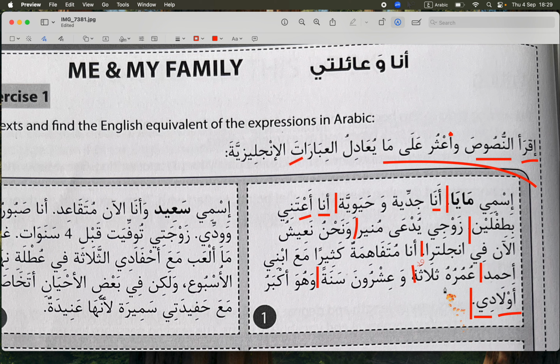Kam umruhu. Kam umru Ahmad. Kam umru Ahmad. So look for the word Umar and answer the question. Fantastic. عمر أحمد 23 سنة. 3 and 20, in other words, 23 years old. So his age is 23 years. نعم. So عمره 23.